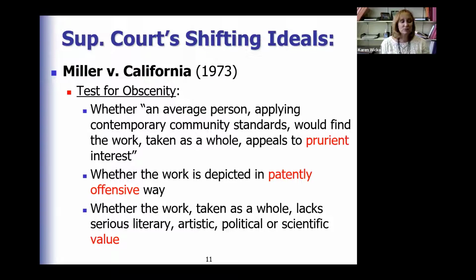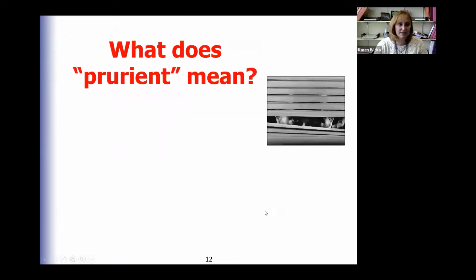And then the last thing is whether the work taken as a whole lacks literary, artistic, political, or scientific value. So what the court is saying is if it is artistic or political or literary or scientific, that's a form of expression and it's protected by the First Amendment. So it's only obscene if it's not deemed literary, artistic, political, or scientific. Otherwise, it will receive First Amendment protections. So remember, in order to show something's obscene, you have to prove each of these 3 things.